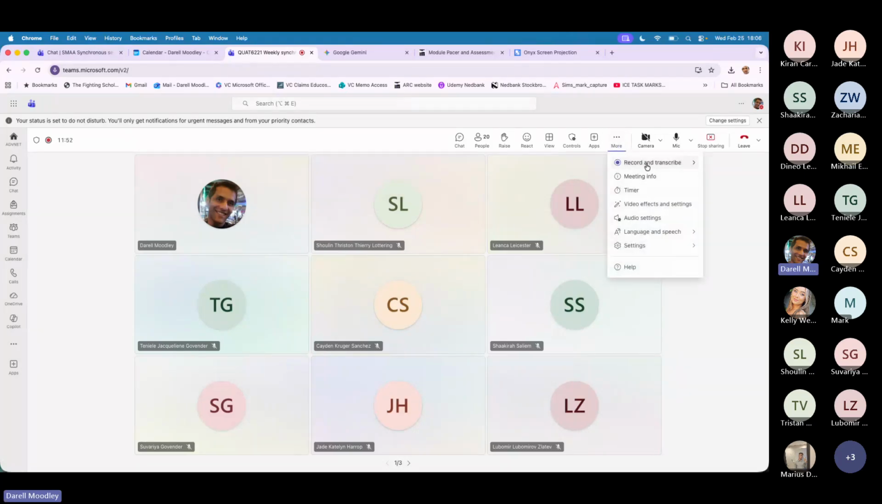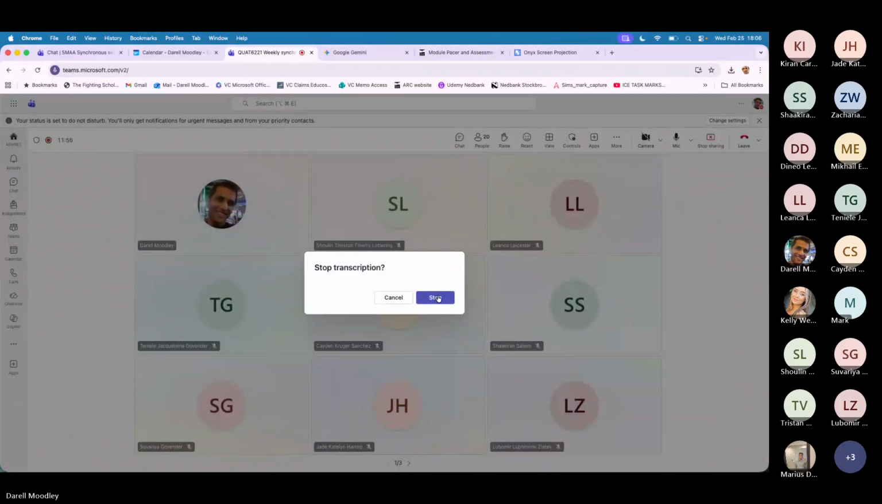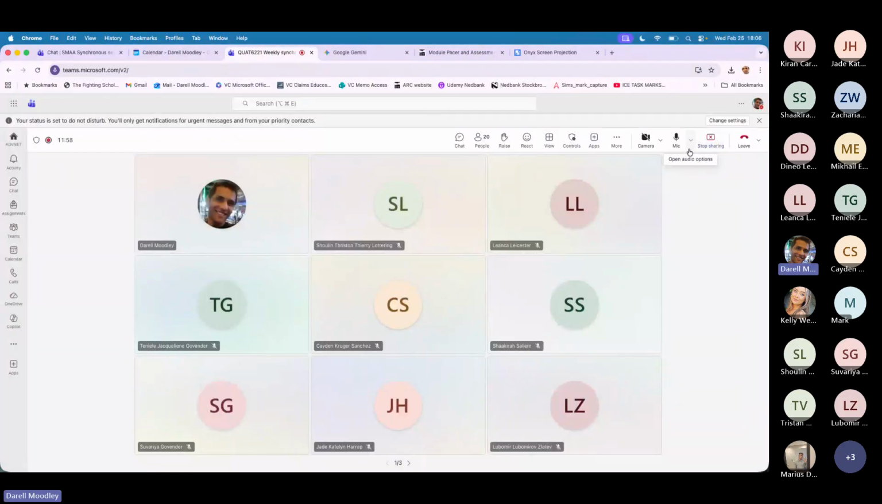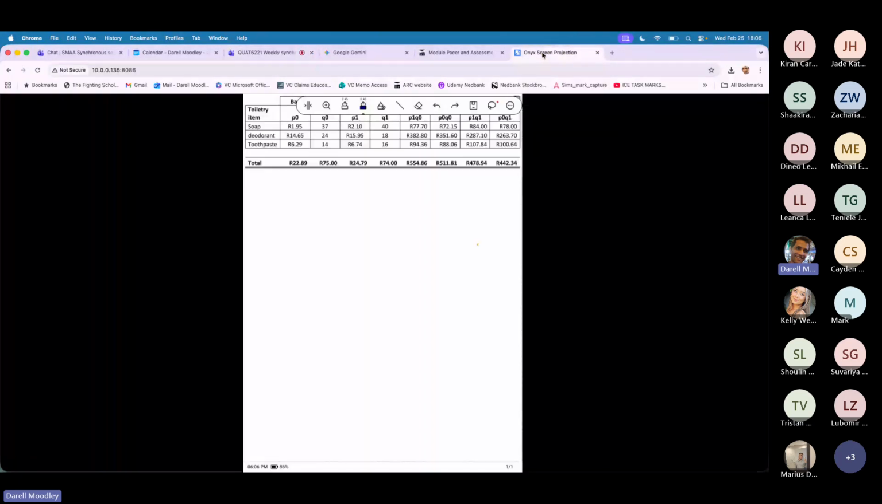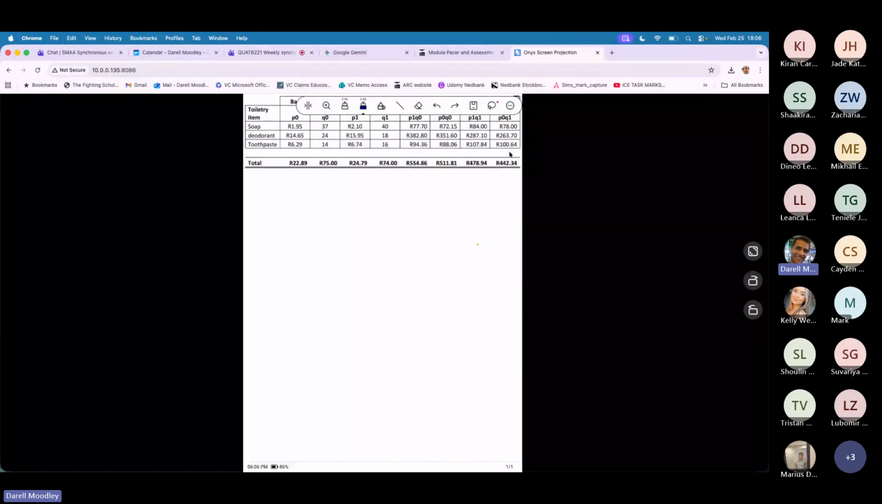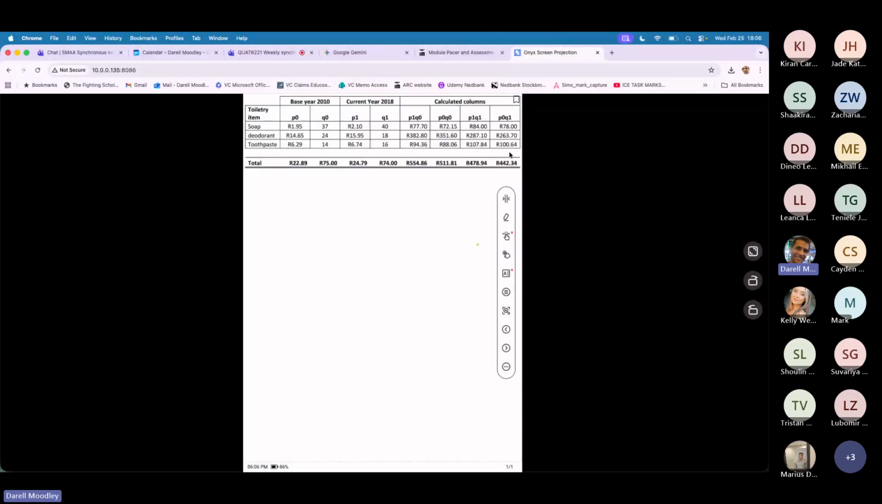Okay, I'm just going to stop the transcription, but I'll keep the recording. Sharing. Okay, I'm going to go back to the whiteboard. Okay, cool. All right, so I'm going to use blue to do my writing.